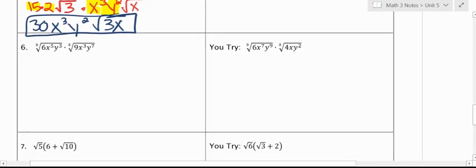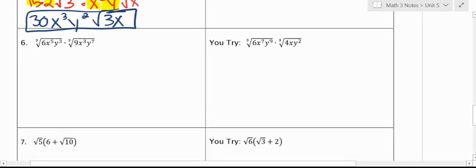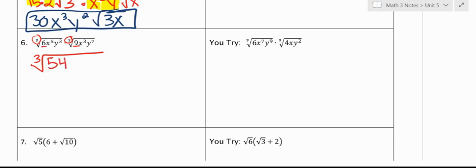For the next example, it's the same type of thing. So again, we're talking about cube roots, though. So I see I have an index of 3. I could put them under the same radical. So 6 times 9 is going to be 54. And then I'm going to add the exponents. So x to the 8th, y to the 10th. And then just do the same thing as before. So cube root 54, and then cube root of x8, y10.